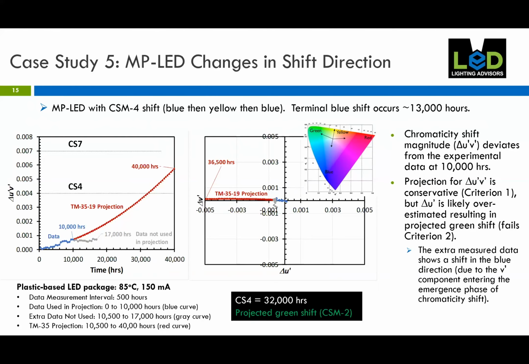But again, as we saw earlier with the high power LED, there's a very strong color shift projection in the green direction on the right plot. You can see that delta u prime, the change in the u prime coordinate, is overestimated, and it results in this strong green shift. But then when we look at the actual measured data, the 17,000 hours of data, it is not consistent with that, and it is corresponding with a blue shift. So this fails criterion 2 by predicting a green shift, which isn't accurate.